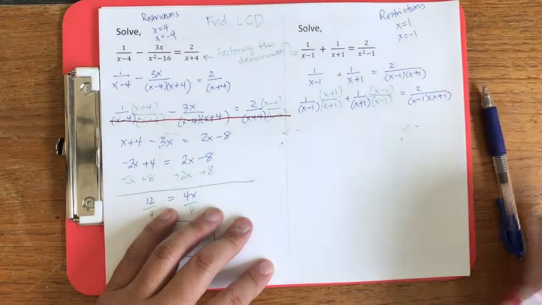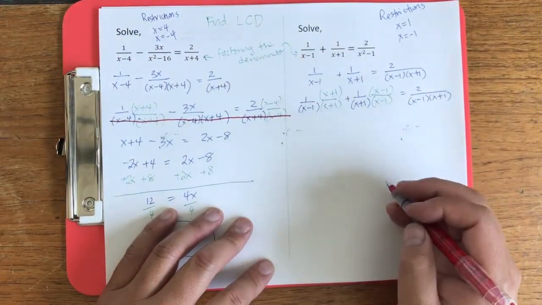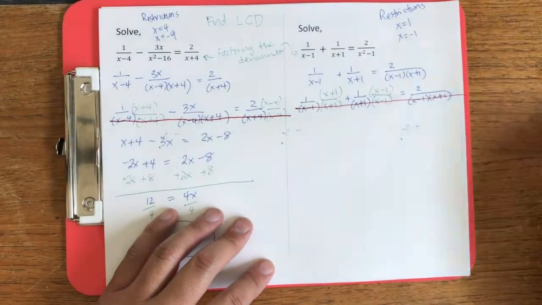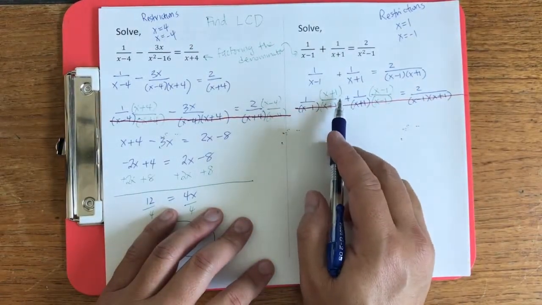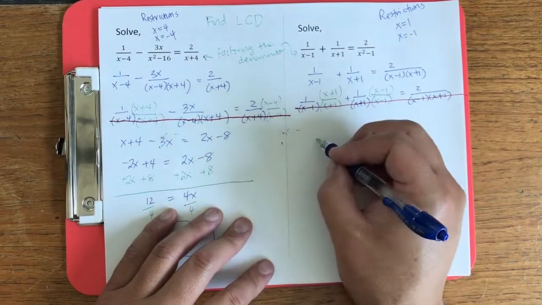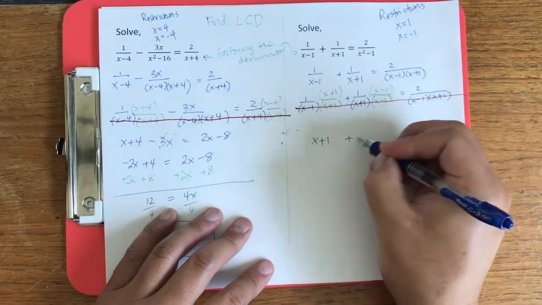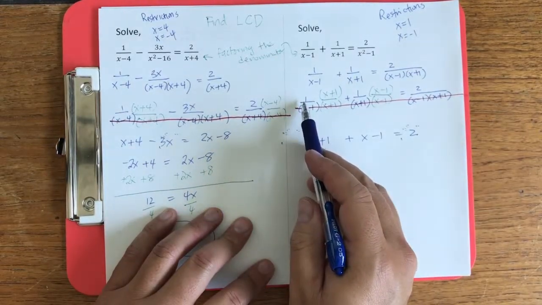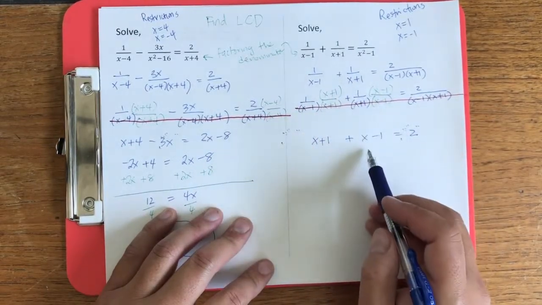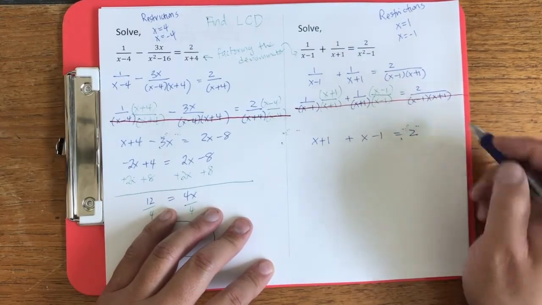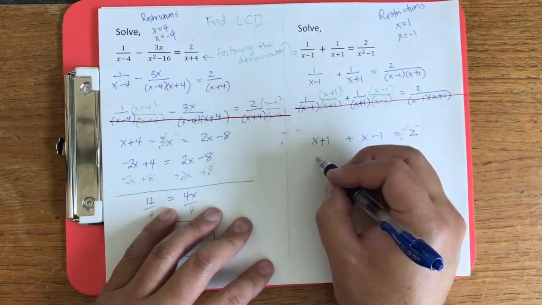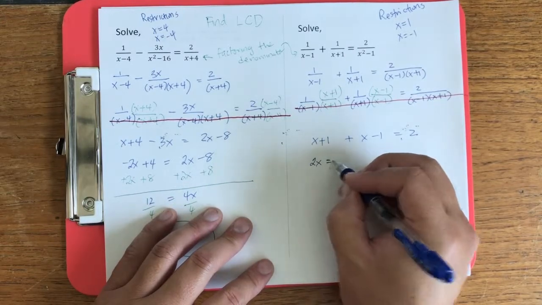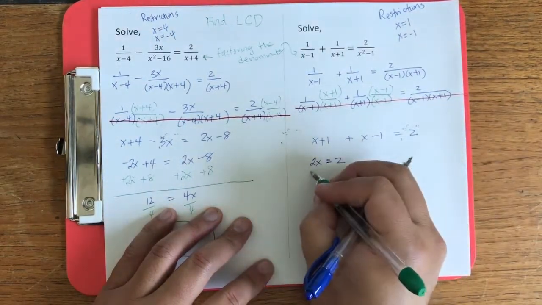Okay. So once we found our restrictions and we have a lowest common denominator, we can just cross out the denominator. So all we're doing now is solving the numerator. So over here I distributed the 1, I distributed the 1, and then just copied down the 2. Now when we solve this problem, let's divide both sides by 2.